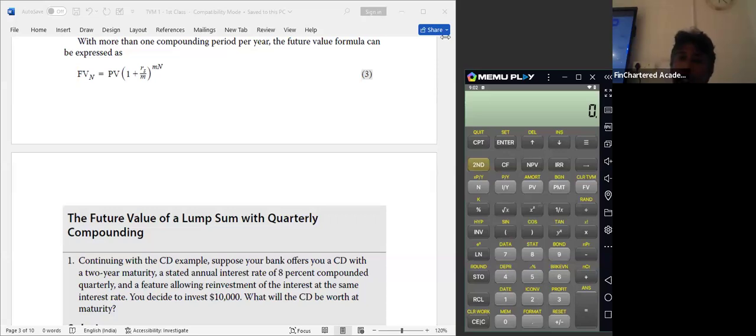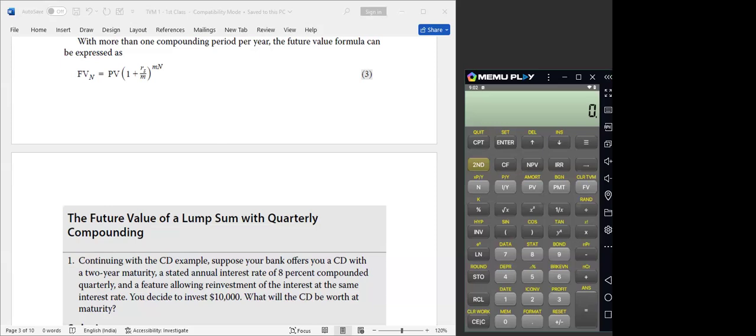But how much will you get for each quarter? How much do you think you will be getting for each quarter? No, not for compounding. For each quarter, how much will you be getting? All right, so let's try to do that.